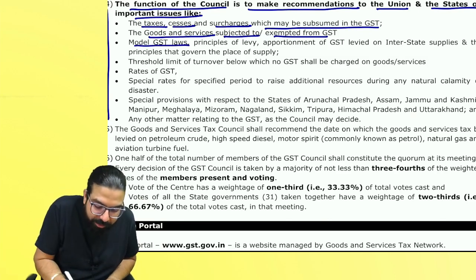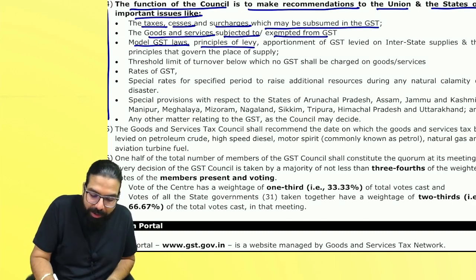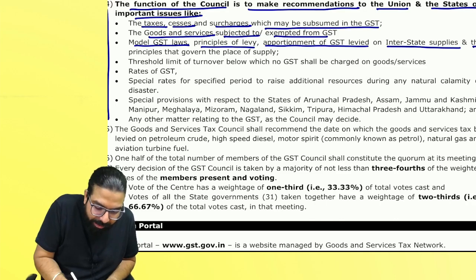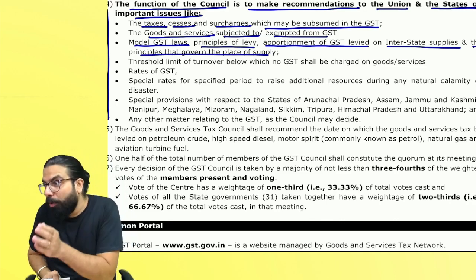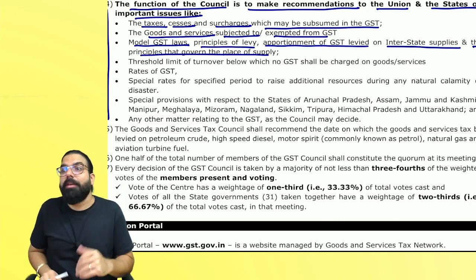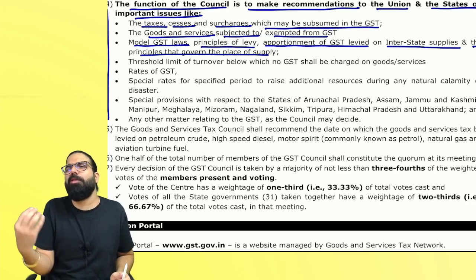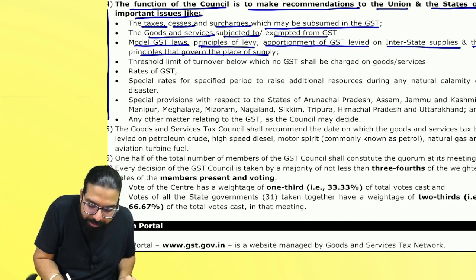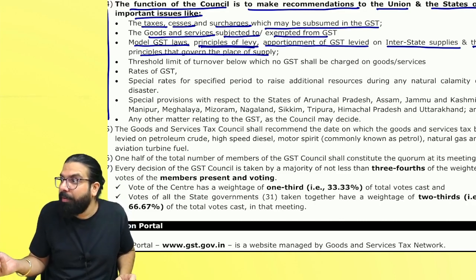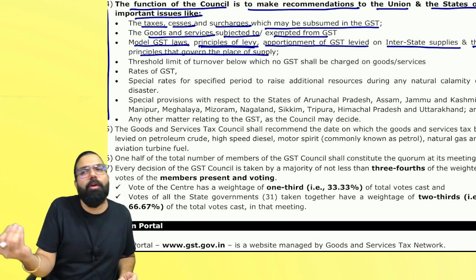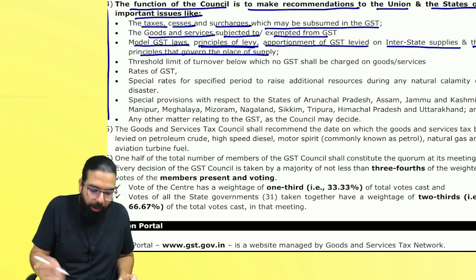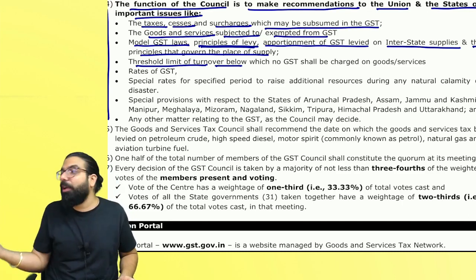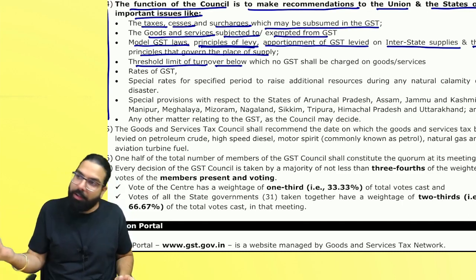The next one is the model GST law, principles of levy, apportionment of GST in case of interstate supply, and the principles that govern place of supply. You remember place of supply: what will be the principle to determine it? All this will be decided by the GST Council. The principle of levy, when GST will be levied, is also decided by the GST Council. Threshold limit for turnover: when you have to take registration, what will be the limit? That will be decided by the GST Council.